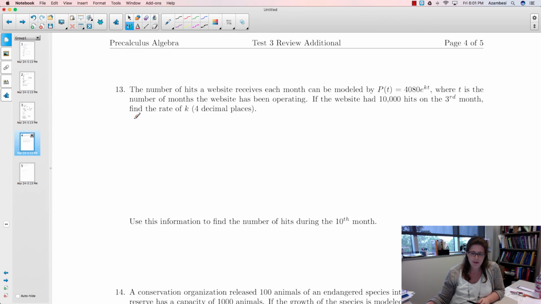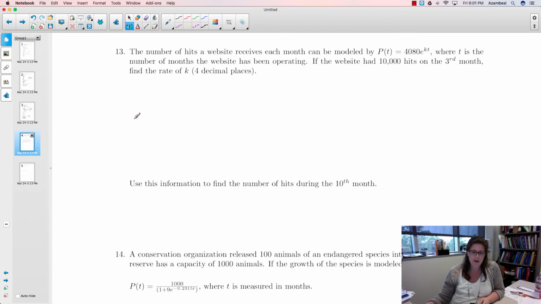All right, you should also expect to have a couple of applied problems. So this first one says the number of hits a website receives every month can be modeled by P of t is equal to 4080 e to the kt, where t is the number of months the website's been operating. If the website had 10,000 hits on the third month, find the rate of k. So it has 10,000 hits. That's the amount that you have after time. So that's our P of t.